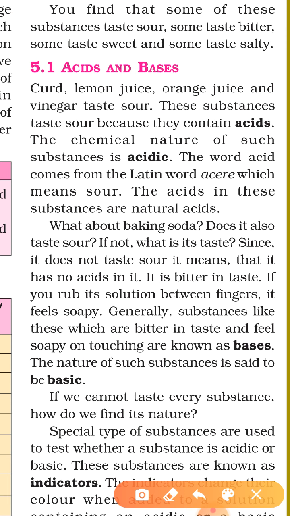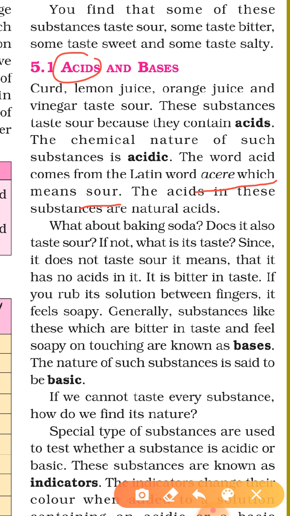The word acid comes from the Latin word acer, which means sour. The acids in these substances are natural acids. So the definition is: substances which are sour in taste are known as acids. And what is the nature of acidic substances? Acidic. For example, the nature of lemon is acidic.